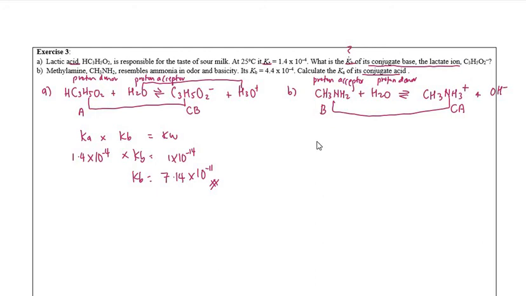Okay. So Ka multiplied by Kb will become Kw. Ka is what you want to find, multiplied by 4.4 exponent negative 4, equals 1 exponent negative 14. So your Ka value here is 2.27 exponent negative 11. This is your answer.